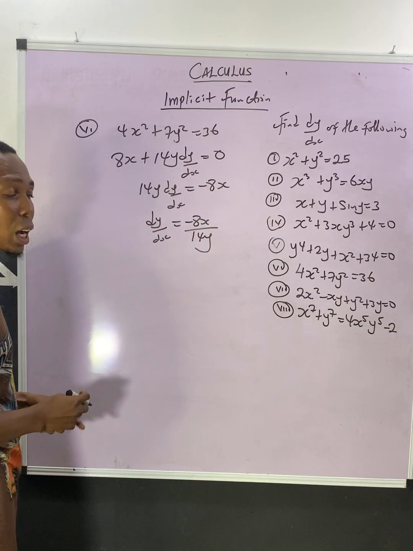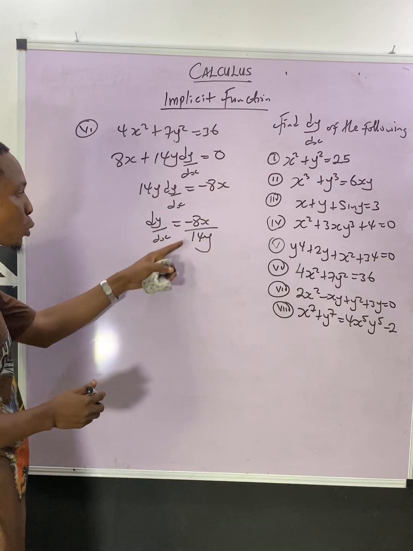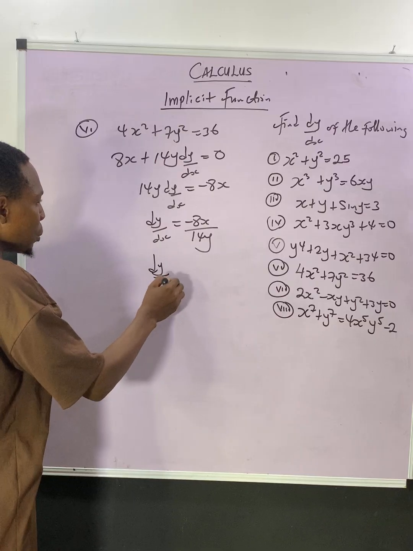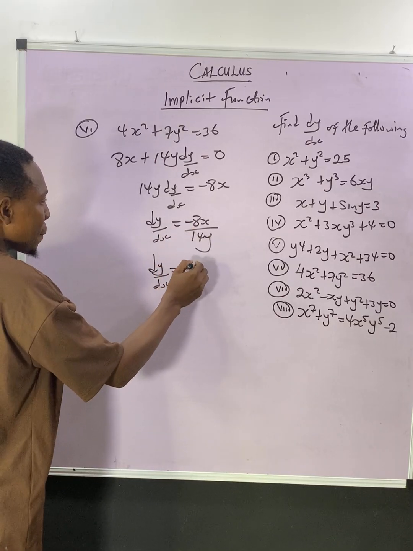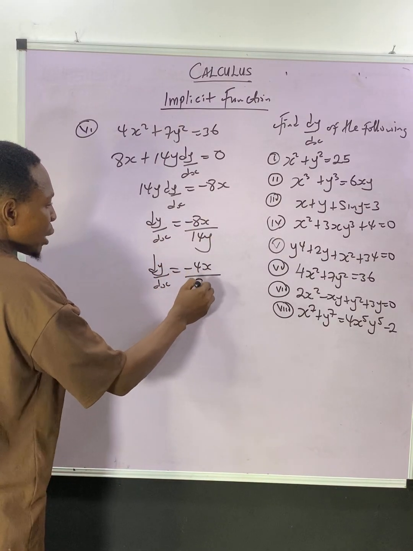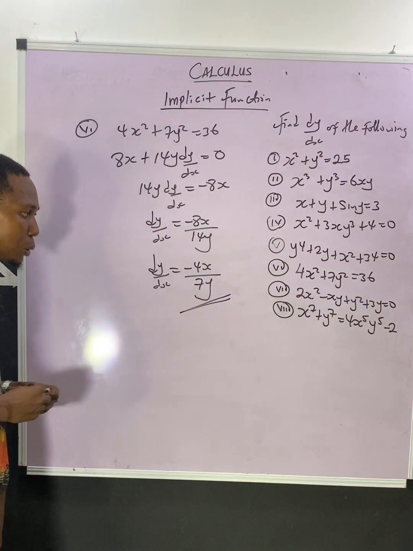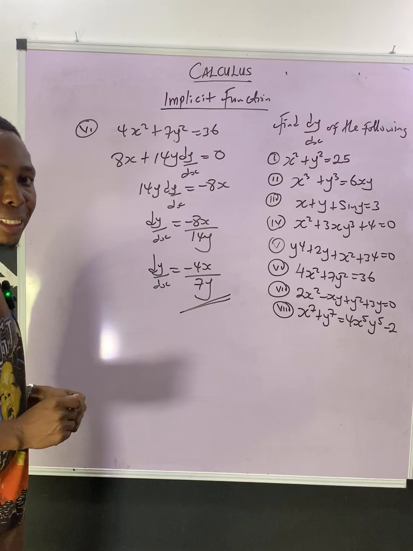What's common here? 2 can go. 2 goes into 8 four times, and 2 goes into 14 seven times. So our final answer will be minus 4x all over 7y. So that's our final answer. Let's move straight to question number 7.